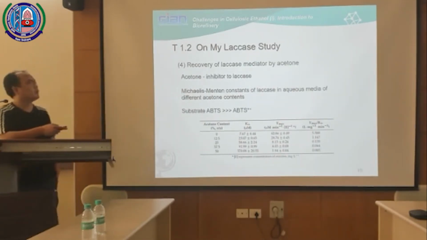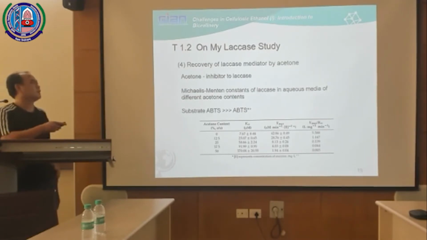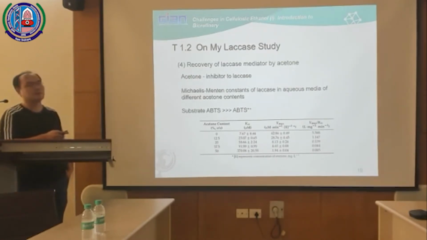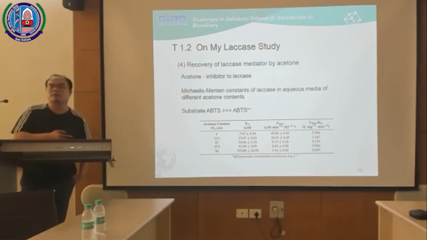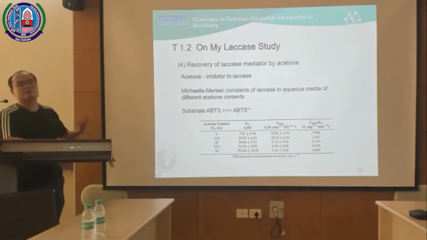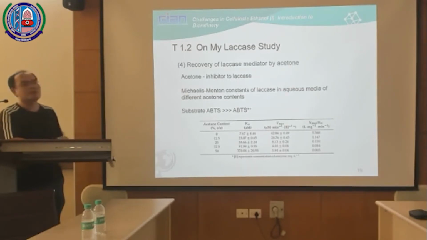In this work, we are trying to recover ABTS after use, after it turned from slight blue to dark blue. Then we try to turn it back. We use acetone. First, we study the inhibition of acetone on laccase. Acetone is a solvent that evaporates very fast and dissolves in water.